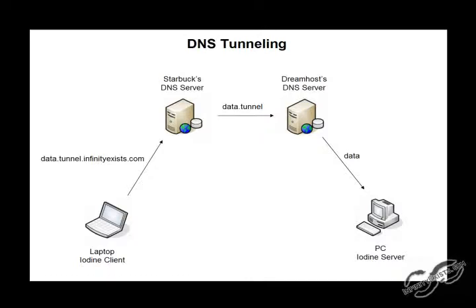which in this case is the Starbucks DNS server. This DNS server will have information about InfiniSys.com. However, it will need to request information from DreamHost's DNS server about the subdomain tunnel. The DreamHost DNS server delegates the query to our PC running the Iodine server. The Iodine server will decode this internet traffic, do what it needs to do, and then send back encoded internet traffic to our laptop. And that's how DNS tunneling works.